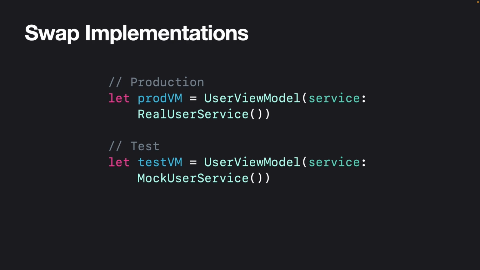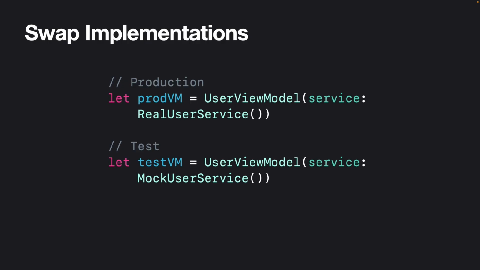Notice how we use the protocol instead of injecting the concrete UserService directly. This is key. Protocols are what give us the flexibility to swap in different implementations, like mocks during testing. So if you're doing DI in Swift, you'll almost always be working with protocols.